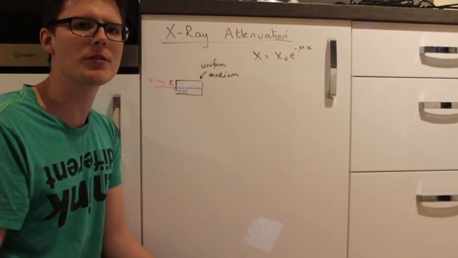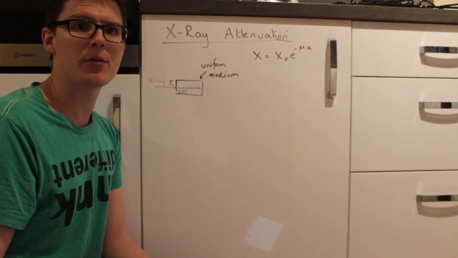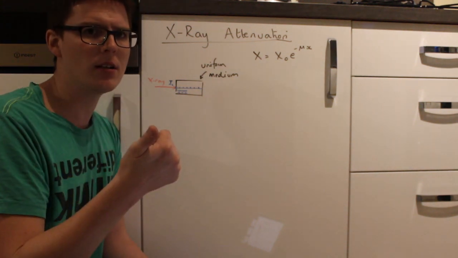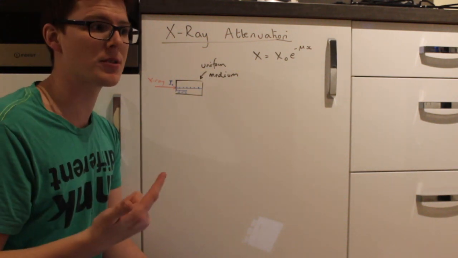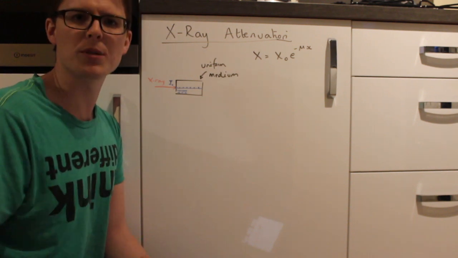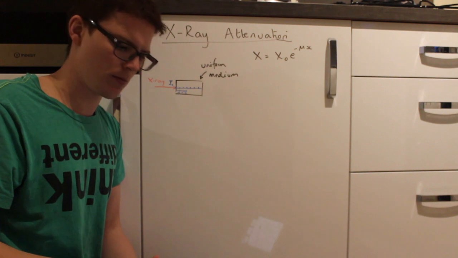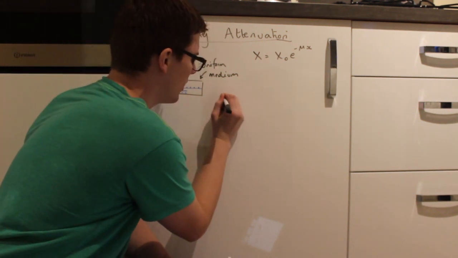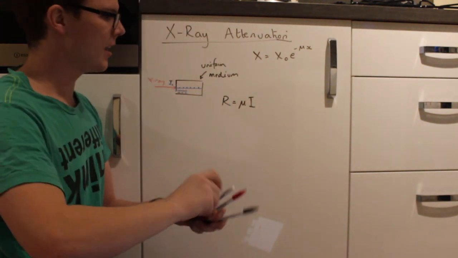After 4 centimeters, or 2 lots of 2 centimeters, you'll be left with 81% of the original amount. First off, you lose 10%. The second set, you lose 9%. The next lot, you lose 10% of 81%, so 8.1%. The point is, the amount the intensity decreases by decreases. This is an equation you don't need to know, but it's R equals mu I. And this is the intensity.